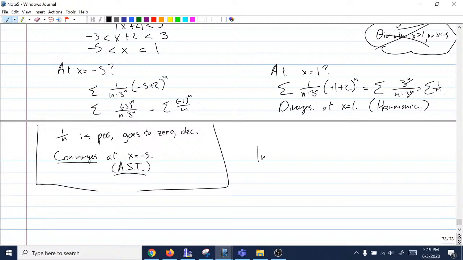So our interval of convergence. We almost knew it before. We knew it was negative 5 to 1. We just didn't know about the endpoints. We've now worked out that it converges at x equals negative 5. That gets a bracket. It doesn't converge at x equals 1. That gets a parenthesis. These are all the times the thing converges. It's an interval of radius 2.